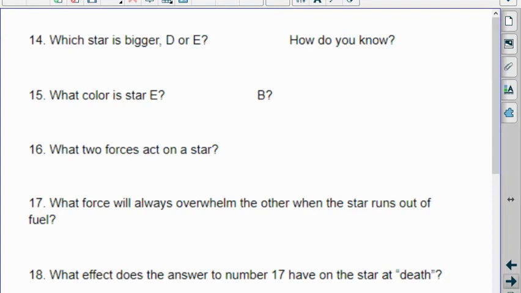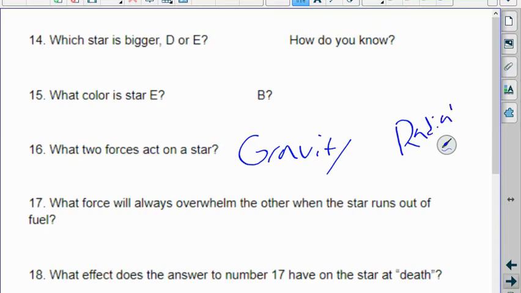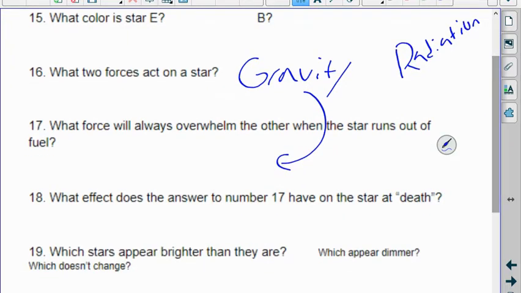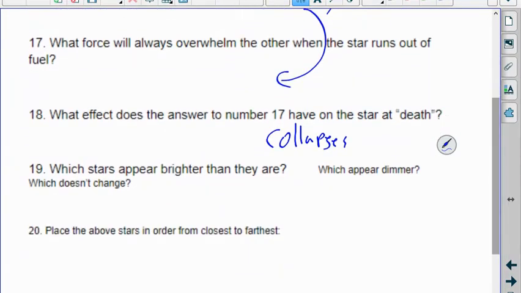The two forces acting on a star are gravity, which always wins in the end, and then radiation, the outward force that's trying to push the star apart. And so gravity will always win in the end. Okay. What effect does the answer number 17 have on the star? It collapses. It implodes. It gets crunched down to a tiny point. However you want to word that.